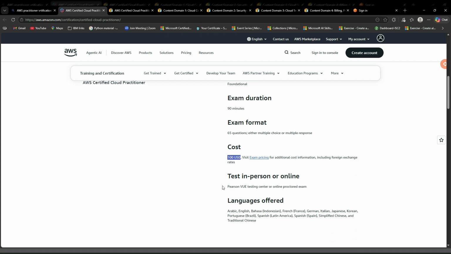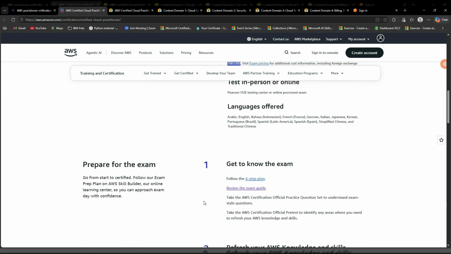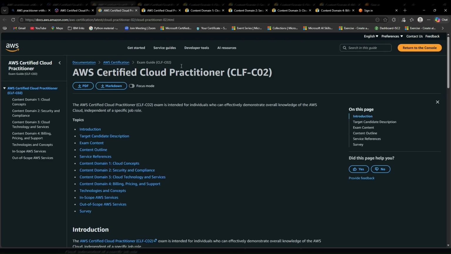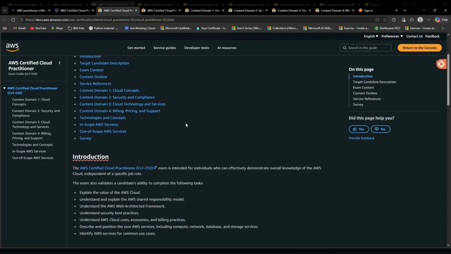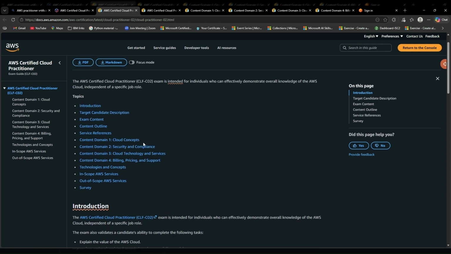Now we are going to review the exam guide. We just need to click on review exam guide over here, and it will take you to the page. It has majorly four core domains on which your exam will be targeted. The first is cloud concepts, second is security and compliance, third is cloud technology and services, and the fourth one is billing, pricing and support. Let's discuss one by one exactly what comes in these domains.